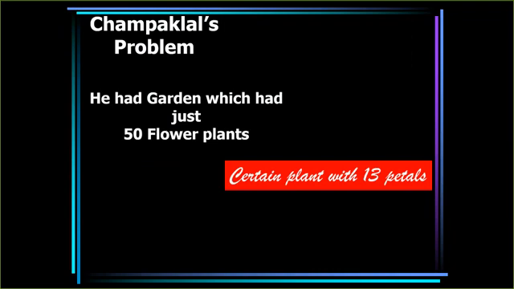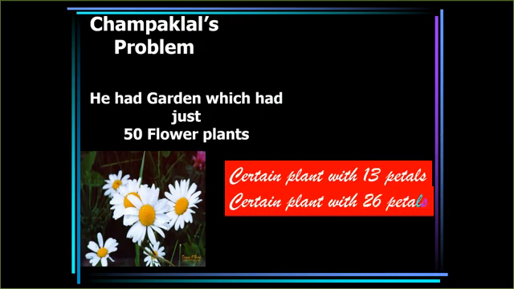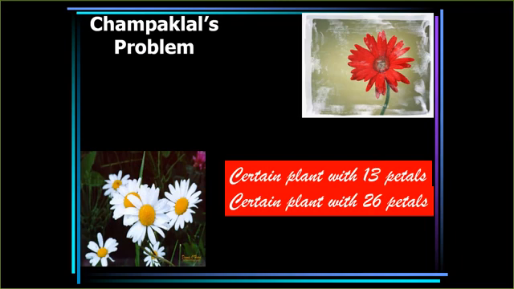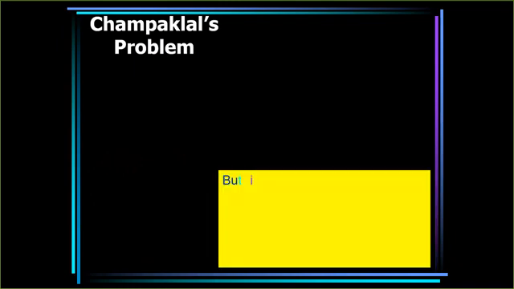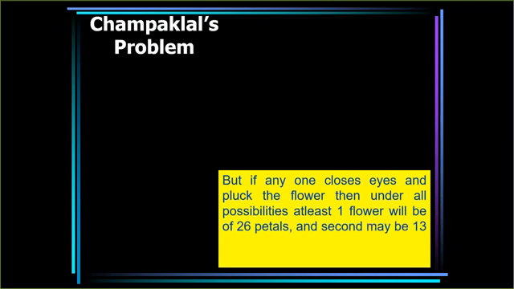Okay, certain plants with 13 petals and certain plants with 26 petals. So now we need to find out, from the 50 plants or 50 flowers, how many of them are 13 petal and how many of them are 26 petal? But if anyone closes their eyes and plucks a flower, then under all possibilities at least one flower will be of 26 petals, and the second may be 13 petal or 26, but one will definitely be 26.